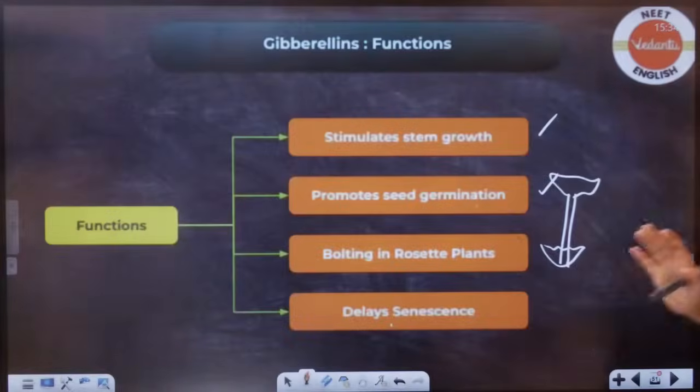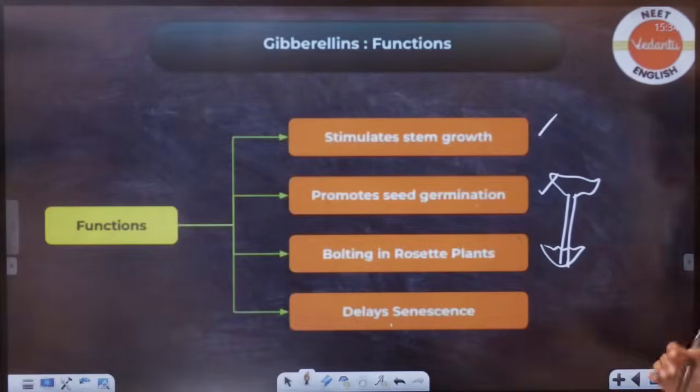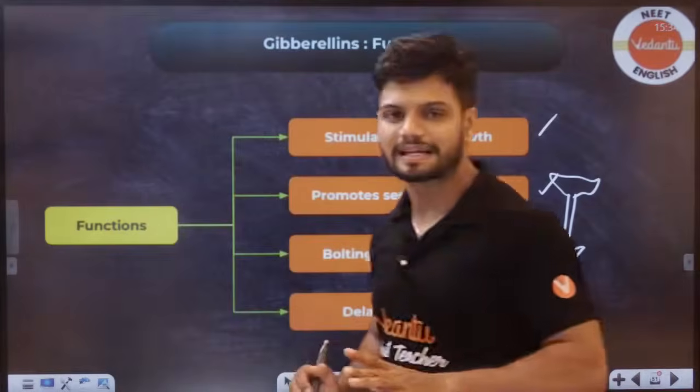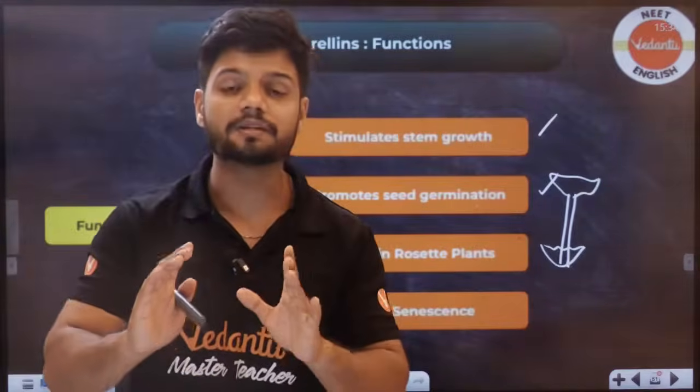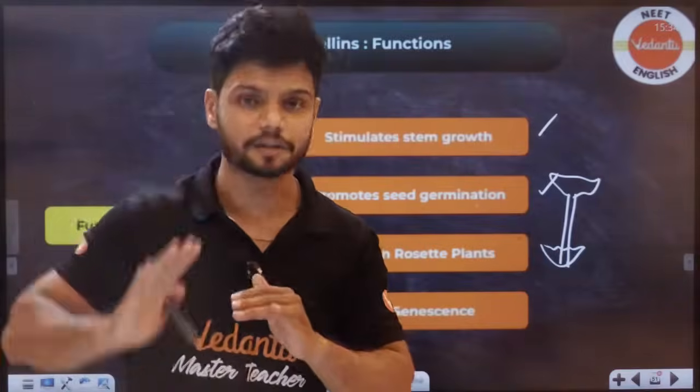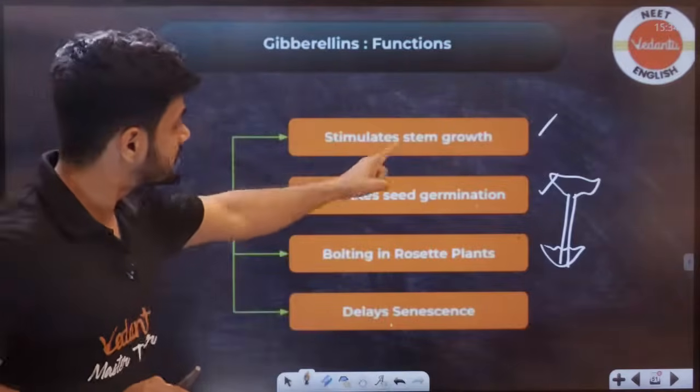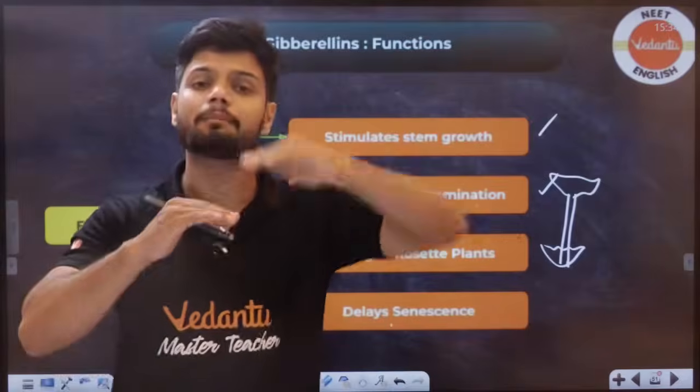Now students, here are the functions. What is the most important function of gibberellic acid? The most important function is that it helps increase the length of a plant. It helps stimulate stem growth. It will make a plant grow tall upward.